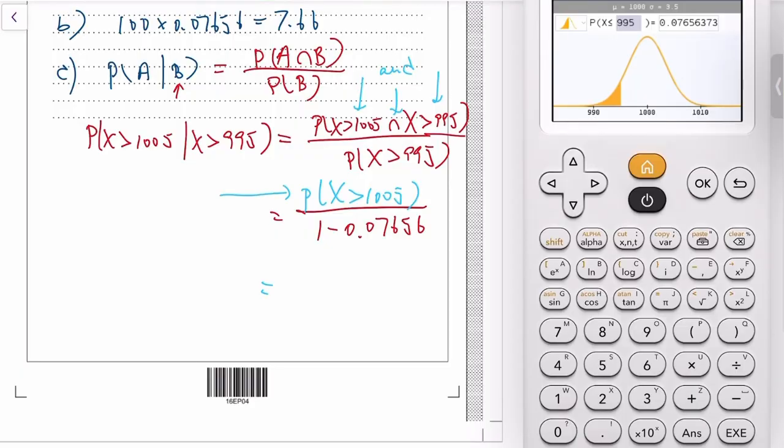So this is also something your calculator will do. Normal CDF, you make the lower bound 105. My calculator can't do a lower bound, so I'll have to do 1 minus.